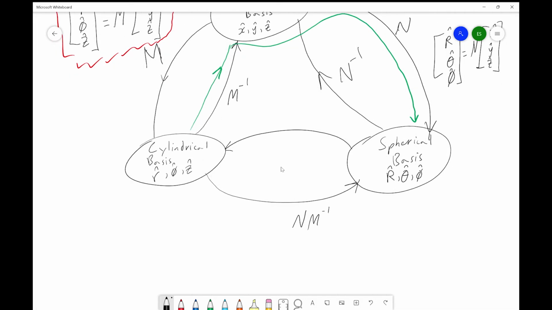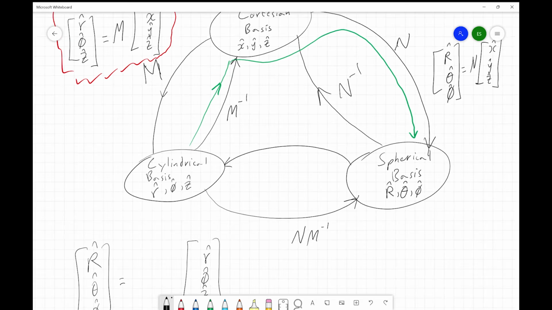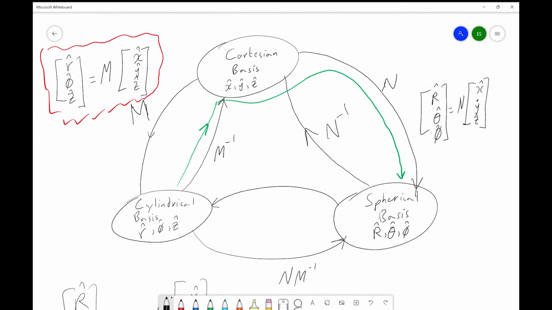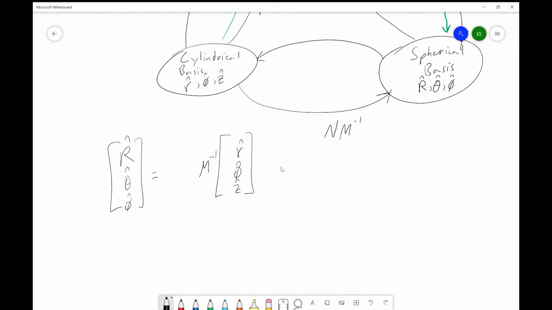Meaning that I'm going towards spherical, so r hat, theta hat, phi hat should equal the following. I'm starting at cylindrical, r, phi, z. I first go to Cartesian basis, meaning I go in the opposite direction, so I multiply by M inverse. Then the result is in the Cartesian basis, but I want to jump now from the Cartesian to the spherical, so I need to transform by N. So I multiply to the left by N.